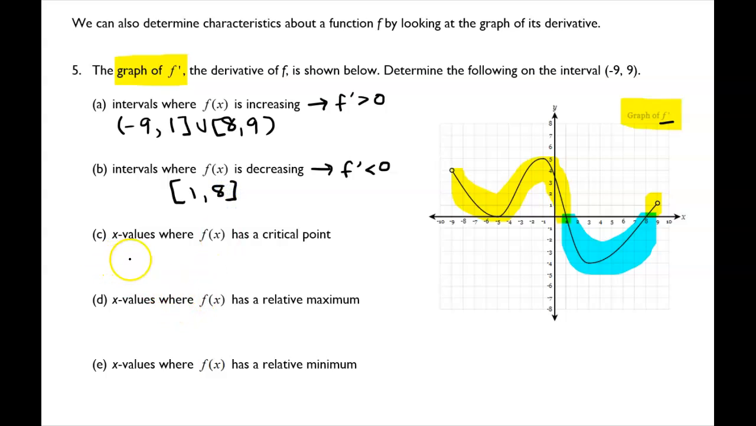For C, it asks where f has a critical point. So that means where f prime is 0 or undefined. So my f prime is totally defined here, so I don't have to worry about that. So I'm just looking for my zeros. So my zeros would be at negative 5, 1, and 8.